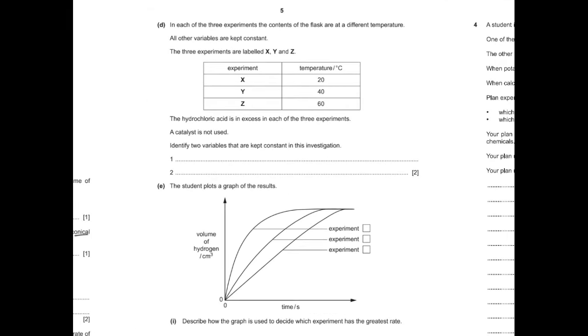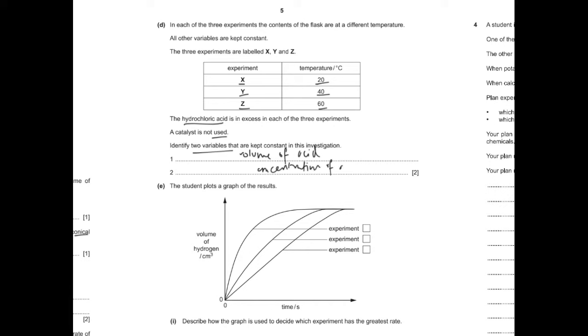Okay, the next one is, you did three experiments, X, Y, and Z, and for each experiment, the contents temperature is different, and you're adding HCl, catalyst is not used. So you need to identify two variables that are kept constant in this investigation, right? Since you're using HCl, you'll have to make sure that the volume of the acid is the same that you're using. Volume of acid has to be the same. And also concentration of acid has to be the same.